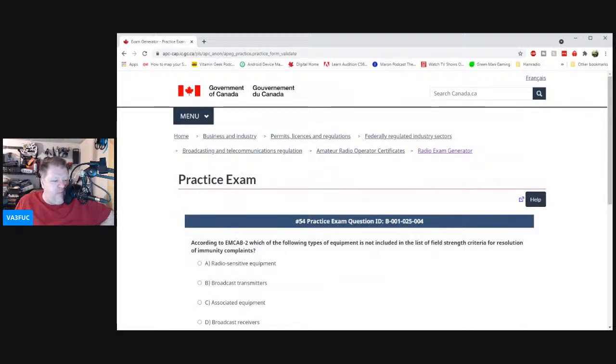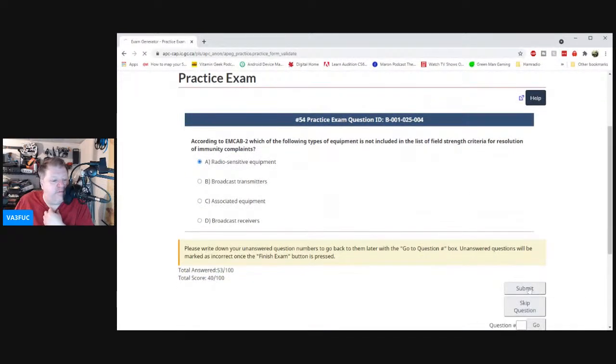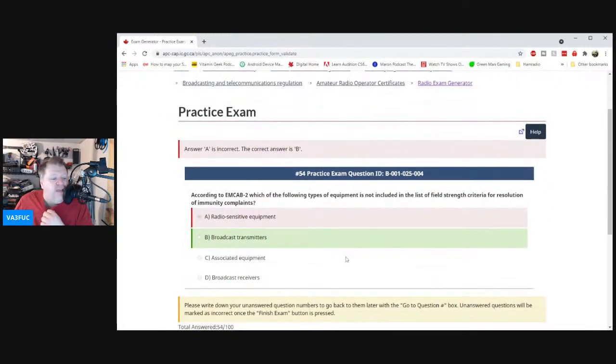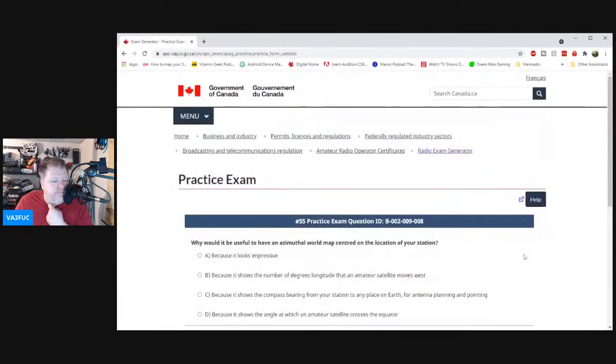According to the EMC CAB-2, which of the following equipment is not used in a list of field strength criteria results of immunity compliance? A. Radio sensitive equipment, broadcast transmitters, associated equipment, or broadcast receivers. Radio sensitive equipment, if I remember correctly, it falls under that subject. It's broadcast transmitter. Okay, my bad.